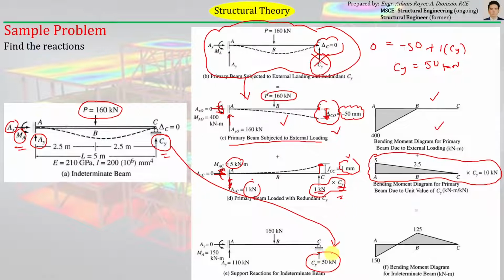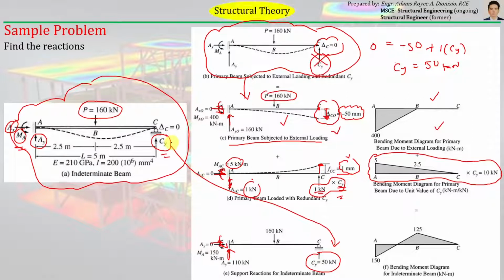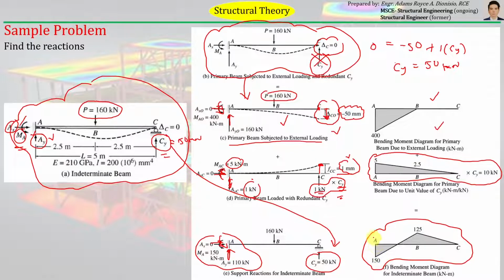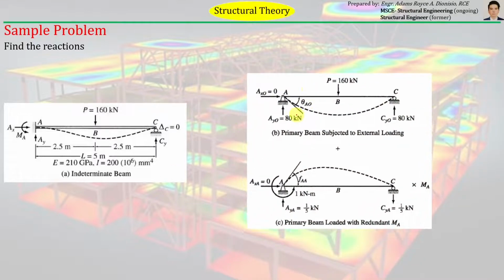Okay, so after you have computed 50 kilonewton, you can readily solve the other reactions here. You'll just have to refer to the original given beam. Just put there the corresponding value of CY and then compute for the values of the other unknowns AY, AX, and MA. So this will be the values. And you can also draw the bending moment diagram if it is required by the problem. So in this case, we have chosen CY to be our redundant, but you can also choose MA to be your redundant, just like what is done here.